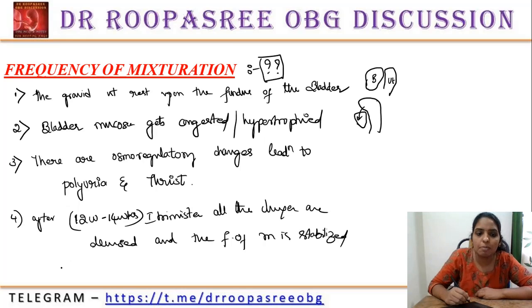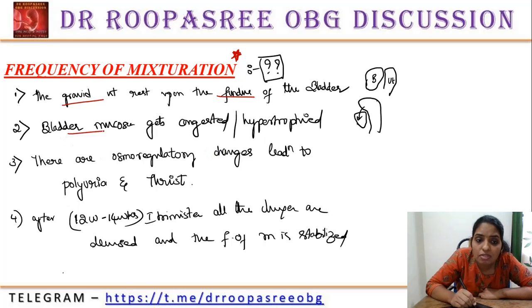What are the important questions they can be asking? In each slide I am taking about 3 to 4 important questions and explaining them. They'll be asking, what are the reasons for increased frequency of micturition in the first trimester? The gravid uterus rests upon the fundus of the bladder, and the bladder mucosa gets hypertrophied or congested because of the increased vascularity. There will be osmoregulatory changes in the pregnant woman, leading to polyuria and thirst. All these changes will be observed up to 12 to 14 weeks, and later on it will get stabilized, and then similar changes can be seen in the third trimester.